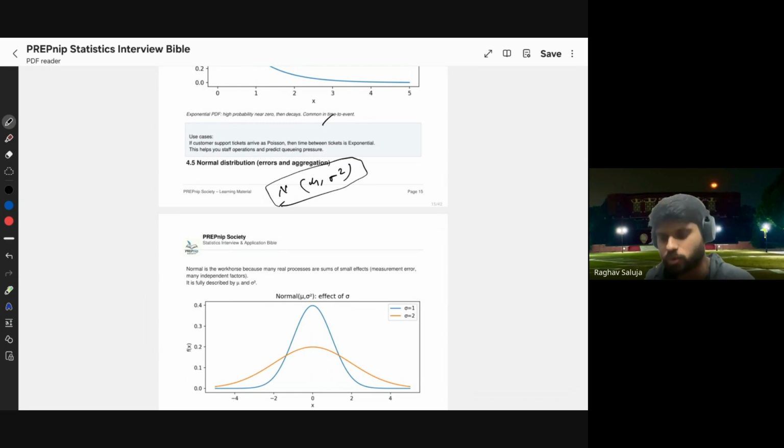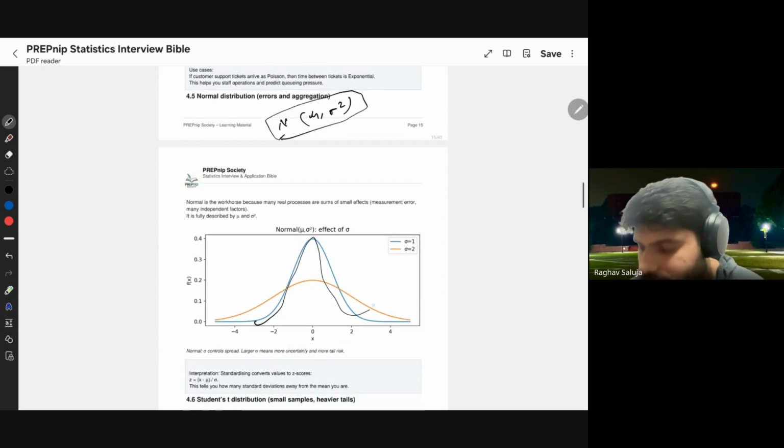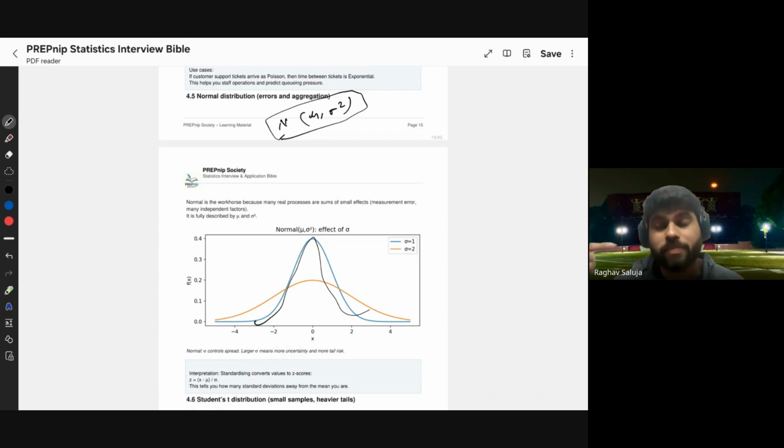Why is it normal though? Why do we call it normal? This is the bell curve, by the way. But why is it normal? Because it happens when you add up huge amounts of tiny independent things. Remember, say this with me in your mind. It is normal because it happens when you add up huge amounts of tiny independent things.